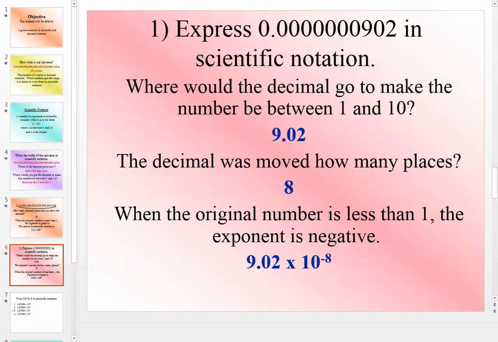And since I moved my decimal to the right, my actual value number is less than 1. My exponent after the 10 is going to be a negative number. So I take my 9.02 times 10 to the negative 8th, and this tells me that I moved my decimal to the right-hand side. So 9.02 times 10 to the negative 8th is how we would write that number in scientific notation.